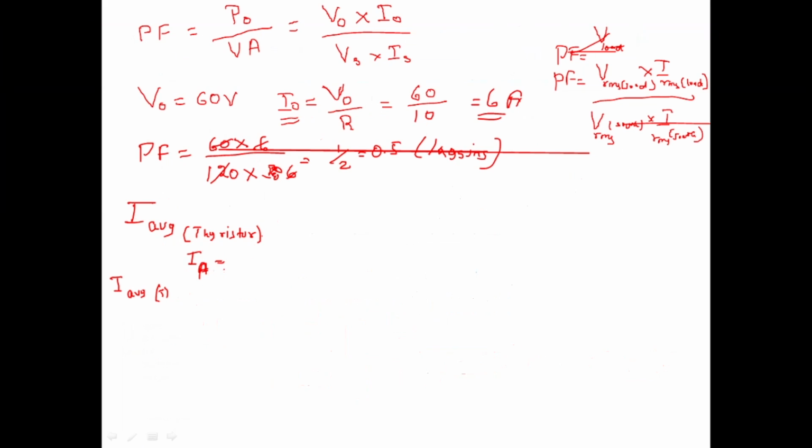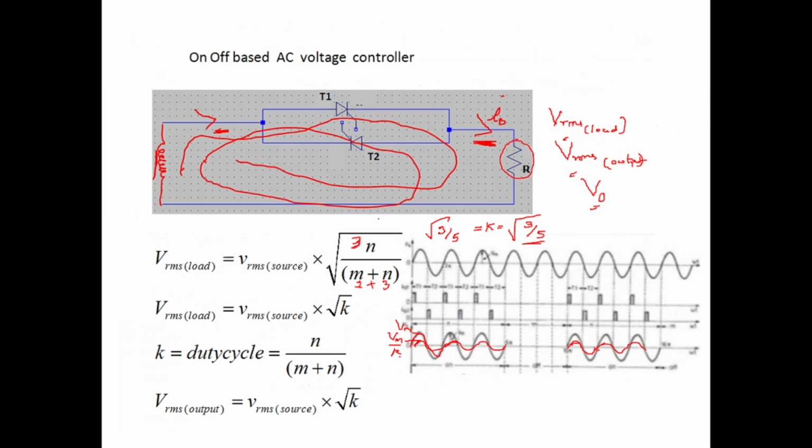We'll see here. If current is flowing only in the positive half cycle, the thyristor T1 is conducting. So the current flowing in thyristor T1 is this current, and again this current, and this current. I can show you with a different color now.